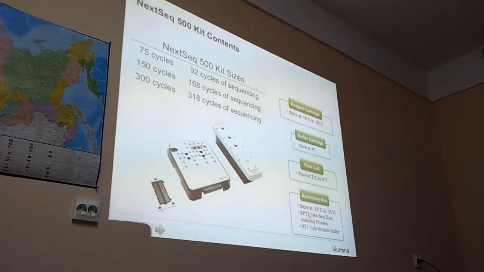This accessory box has, in addition, the index primer for the dual index and the hybridization buffer for denaturing the library. It's the same as for MiSeq. So these are the kit sizes. We have 3 sizes: 75 cycles, which is always the total number, 150 cycles and 300 cycles. This means paired end 150. And we always add additional cycles for the index, so we add 18 cycles.